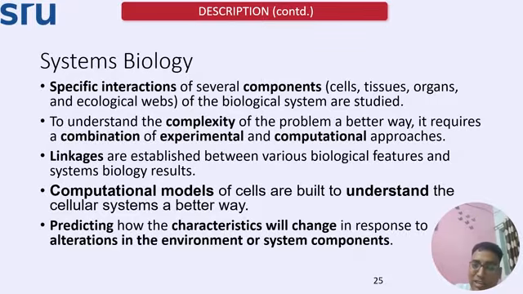Predicting how the characteristics will change in response to alterations in the environment or system components. Whatever systems biology is able to do, it should be able to predict how the system behavior will change the moment some component constitution or some environment changes. It should be able to understand or predict the required parameters in the best possible way so that we can understand the cellular system better.